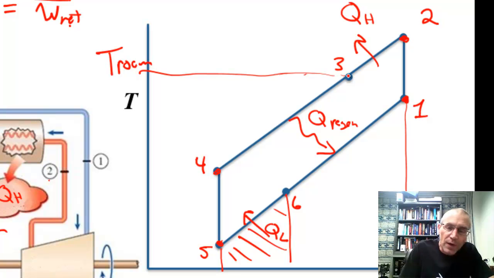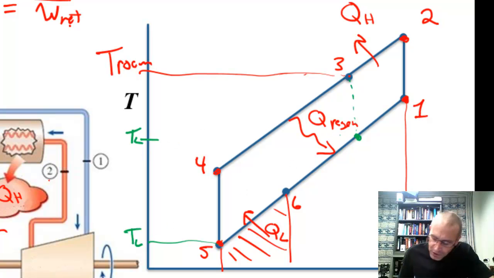If this is point 3 and we didn't have the regenerator, let me change that pen color, my turbine would be right there, and that would be the coldest temperature in my cycle, this point right there, instead of this point 5. But by using the regenerator, I'm actually able to get much, much colder temperatures. So the point of the regenerator is not to increase the coefficient of performance, it's to actually decrease my lowest temperature in the cycle. This right over here would be TL without the regenerator.